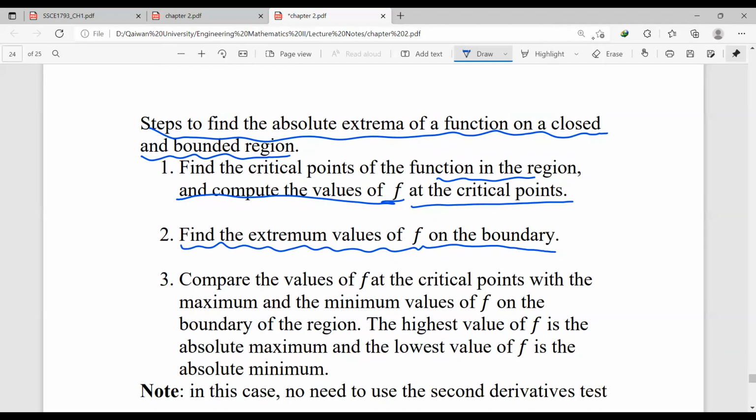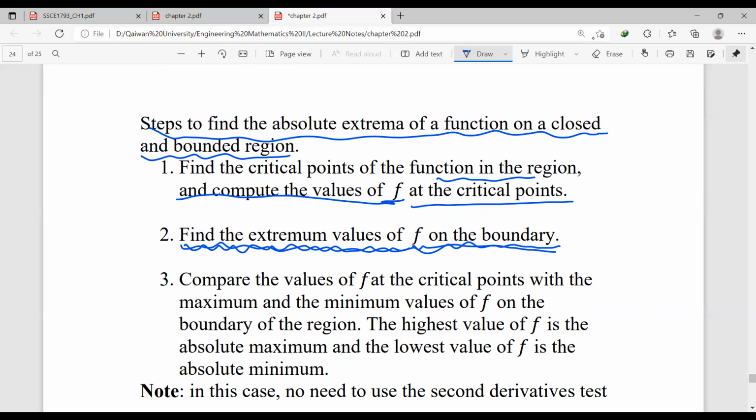In step two, we are going to find the extremum values of f on the boundary. That means, as you have a rectangle, some shape like this, we are going to find the extremum values, that means maximum and minimum, at each side of the rectangle, as it's bounded. So the boundary here has these four sides. That means we are going to find the maximum and minimum at each of these four sides of the rectangle.